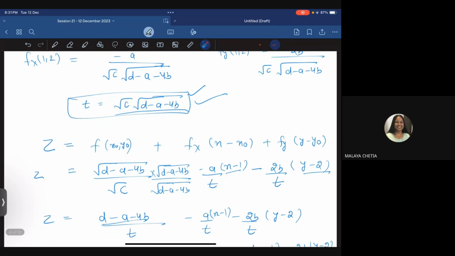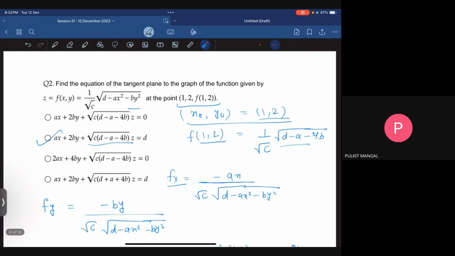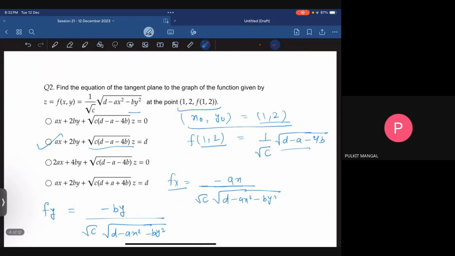Yes, here x naught, y naught is the point at which the tangent is to be determined, that is 1 comma 2. Okay, fine, understood.